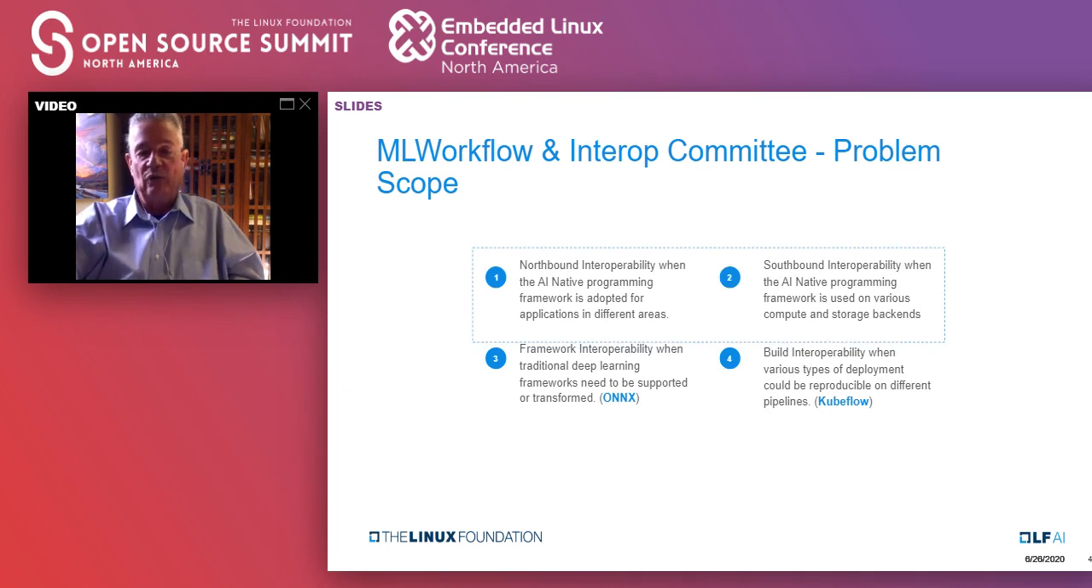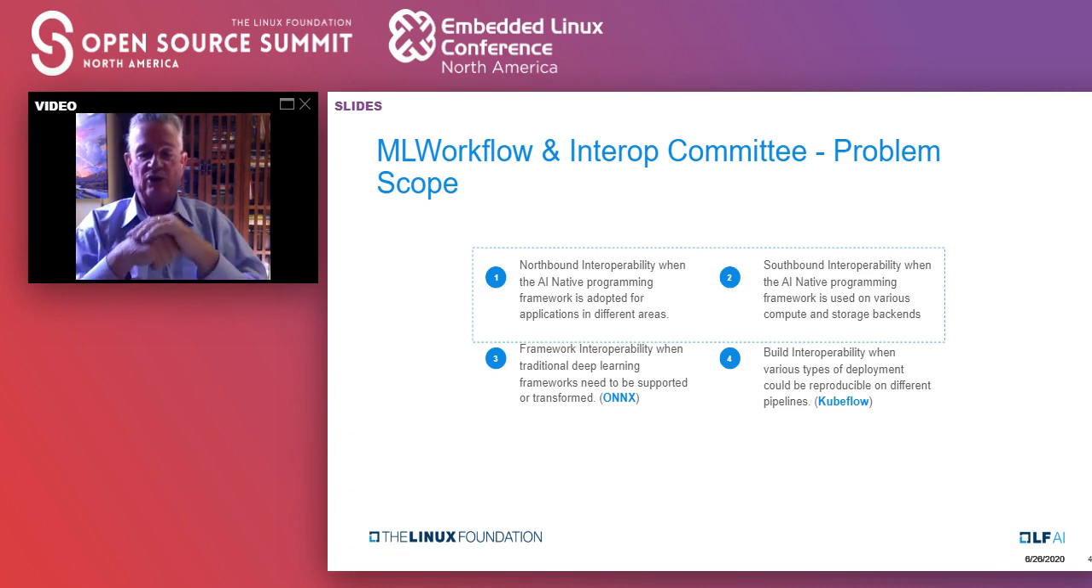And Howard likes to use the term northbound interoperability and southbound interoperability. Northbound is when AI native programming frameworks are adopted for an application in different areas. So the northbound is kind of, you can think of it as the application level riding on top of many of the open source projects. Southbound interoperability is when the AI native programming frameworks are used in various compute and storage backends. So that's the infrastructure level. So Howard is very interested in ML workflows and interoperability, both northbound at the use case application level and at the southbound infrastructure level. We look at the various frameworks for interoperability.